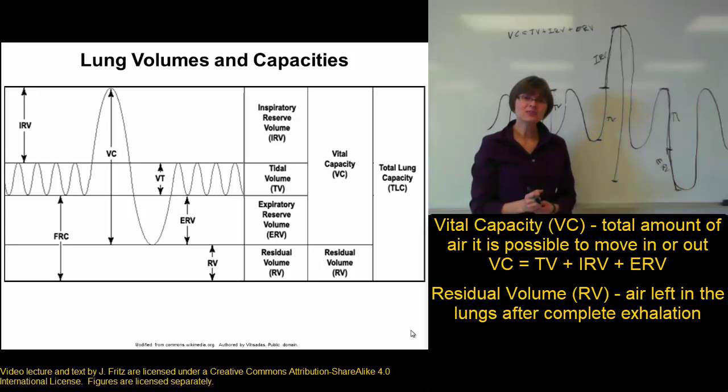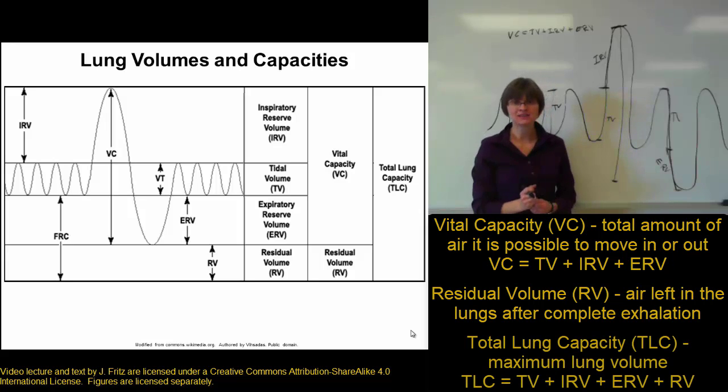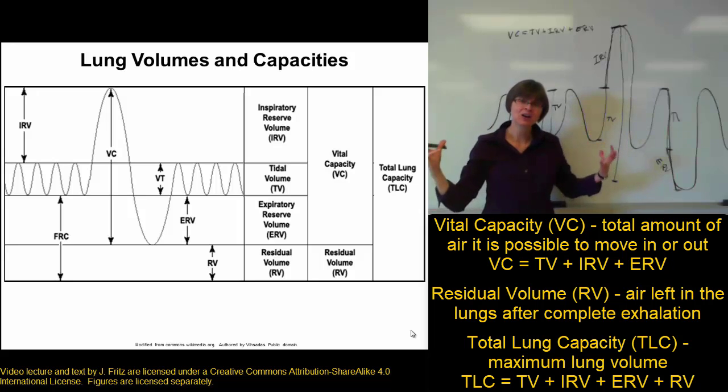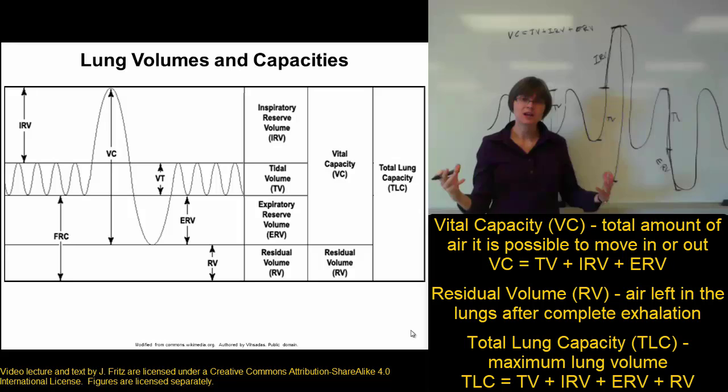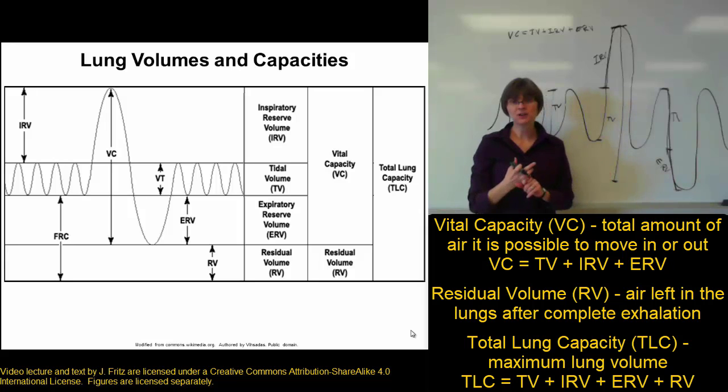If we add the residual volume to the vital capacity, we get what's called the total lung capacity. The total lung capacity represents the maximum amount of air you can get into your lungs. So that's your whole inspiratory reserve volume, your tidal volume, your expiratory reserve volume, and the residual volume all added together gives you the total lung capacity.